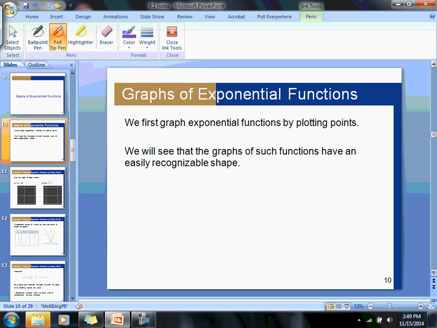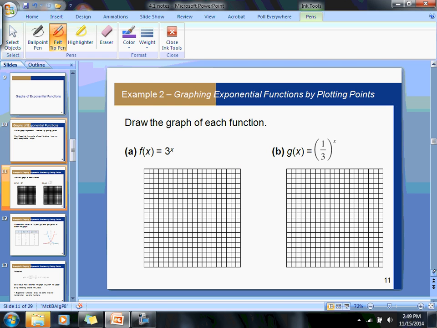Okay. Now, when we're doing our exponential functions, basically we just make a table of values and we plot all of our points. And we're going to graph these two. We're going to graph 3 to the x and then 1/3 to the x. And then we're going to compare them and we're going to discuss some of the graph's characteristics.